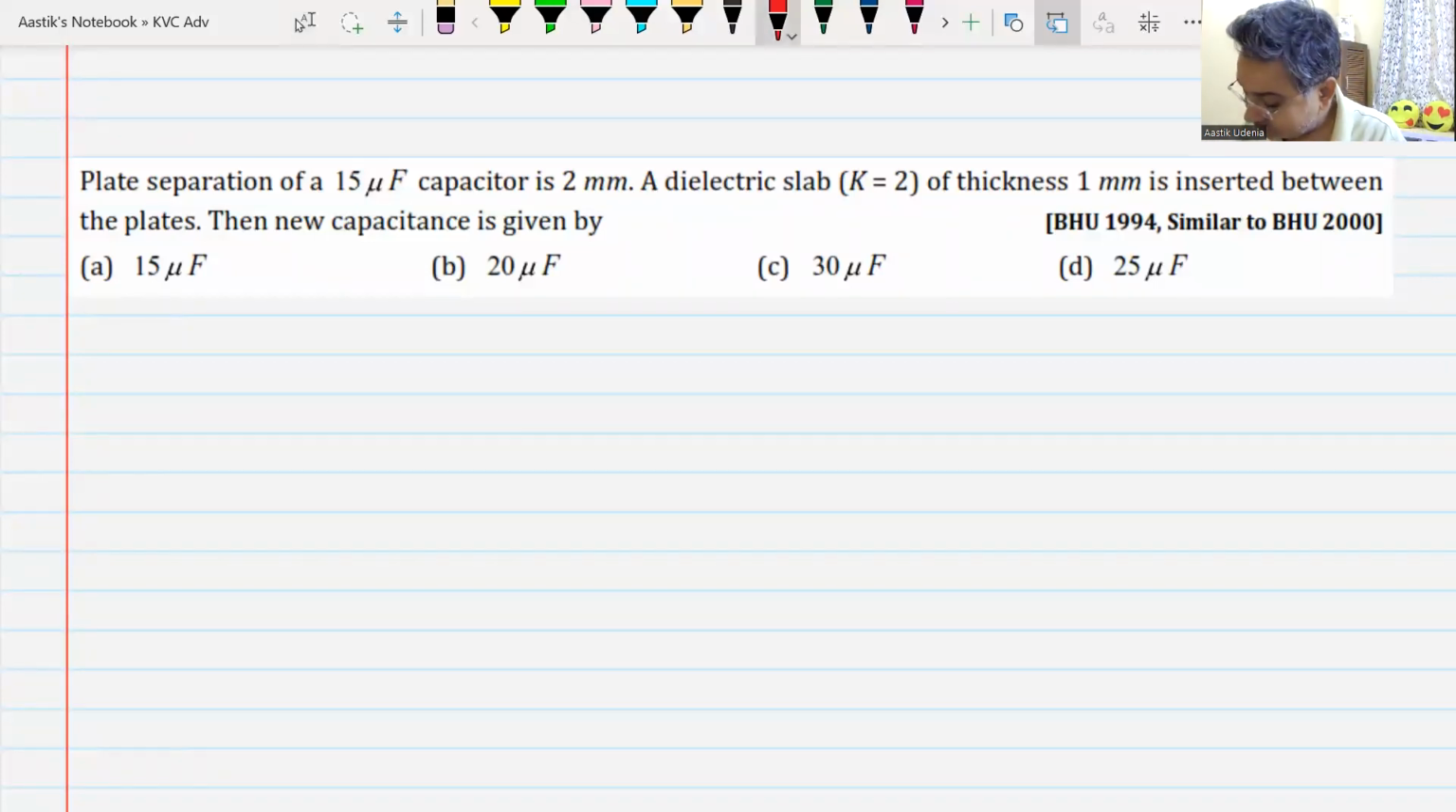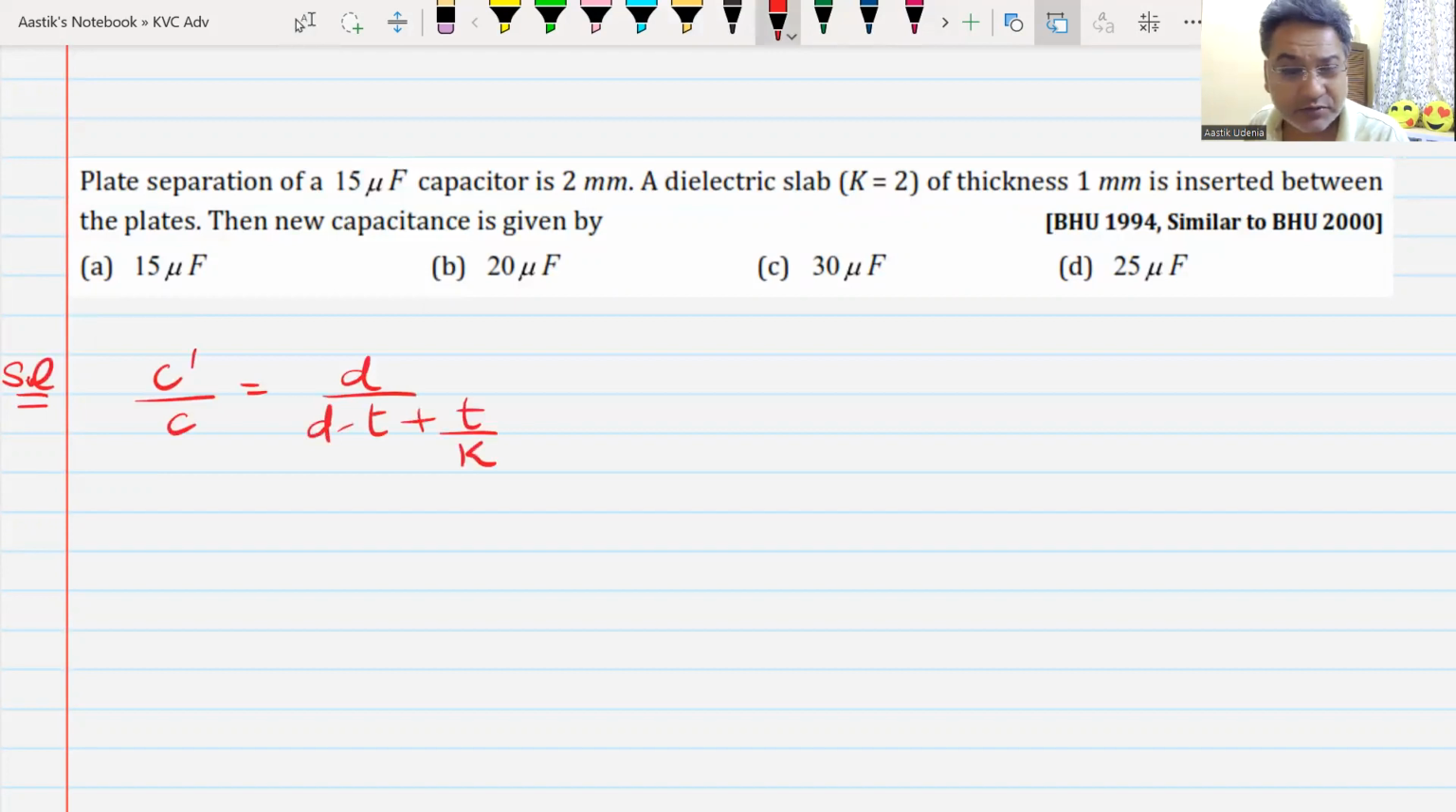And the answer is, I've already given you the formula. C dash by C will be equal to D upon D minus T plus T by K. You just had to put the values, get the answer, and stay happy. And the answer that is coming, when you put the values here, I think is 20 microfarad. That is the answer.